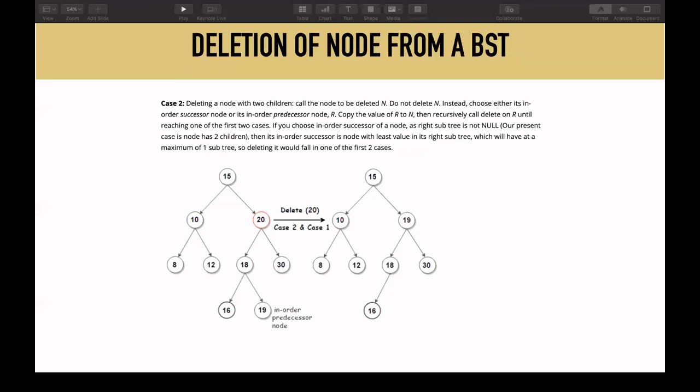Else what I can do is I can go to the right subtree of 20 and choose the smallest value among all the different nodes. So keep this in mind. You can do either of them. It's not necessary that you do it both times. You can either choose the largest value from the left subtree, or you can choose the smallest value from the right subtree. Okay, and then you can simply delete the node 19 and replace 20 with the value 19.